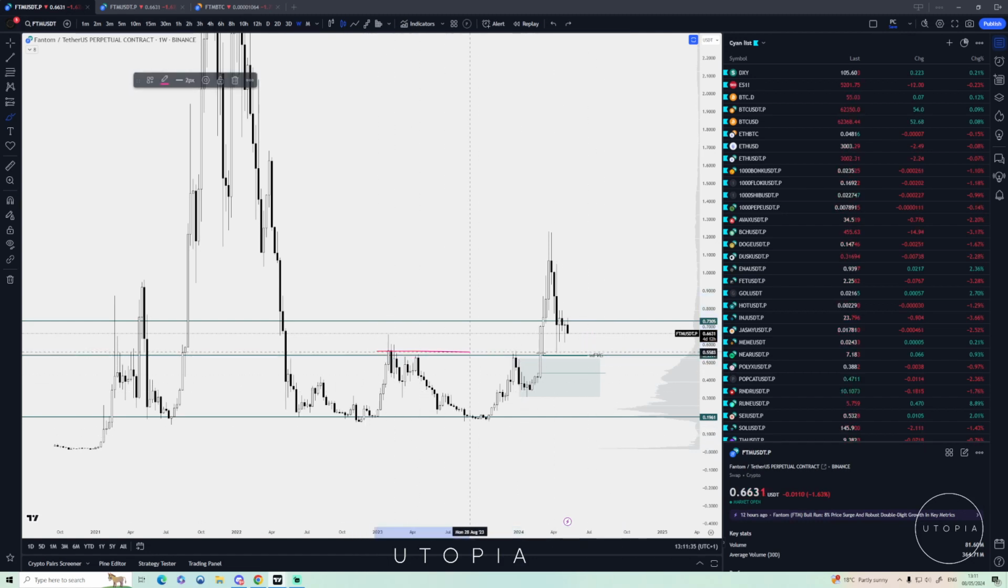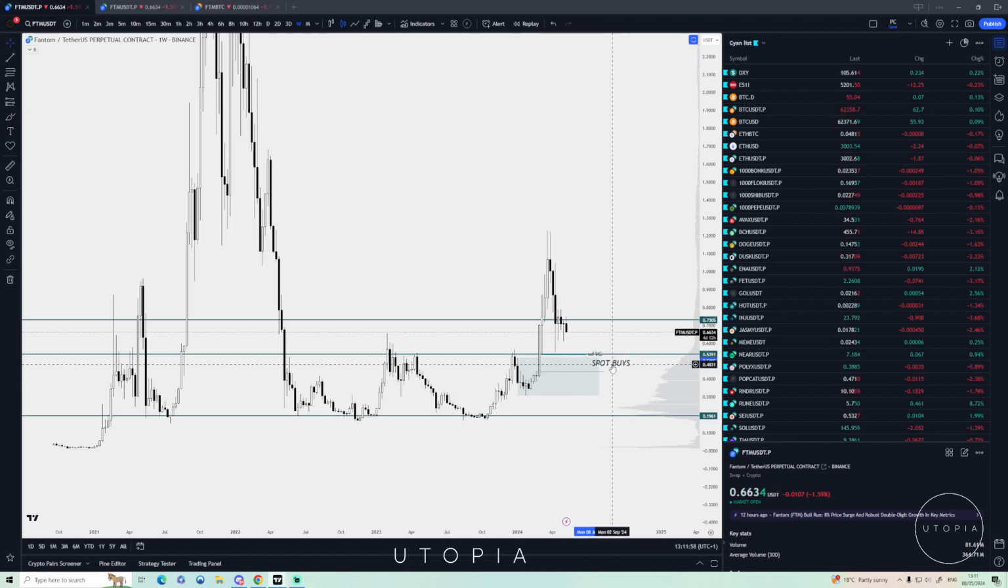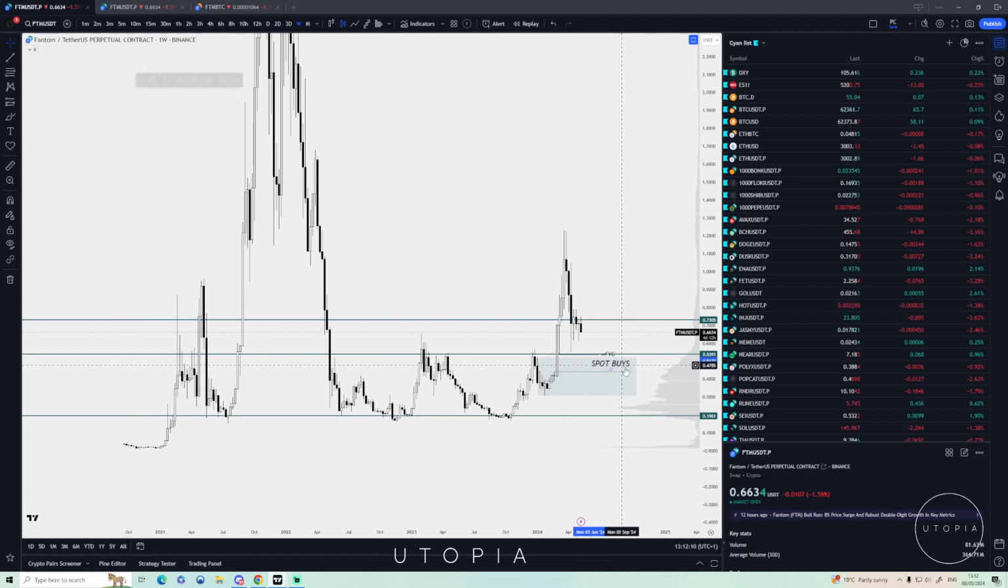As I said, this is kind of a must-hold region for FTM. I see no reason why it should accept back under there, and otherwise you have a big deviation, and likely it would target these lows under here. So yeah, that would be the spot buy area. Looking at spot buys towards this weekly fair value gap and below, under here. Anything sub 0.53 on FTM seems like a great opportunity for spot buys.